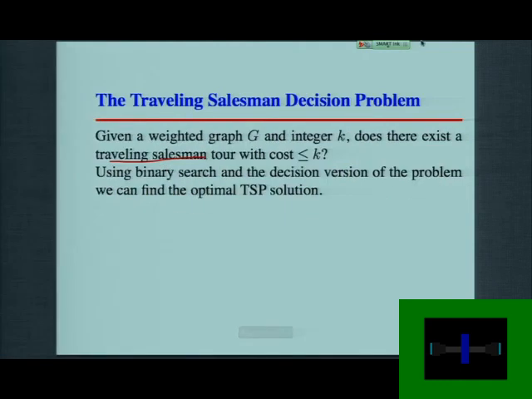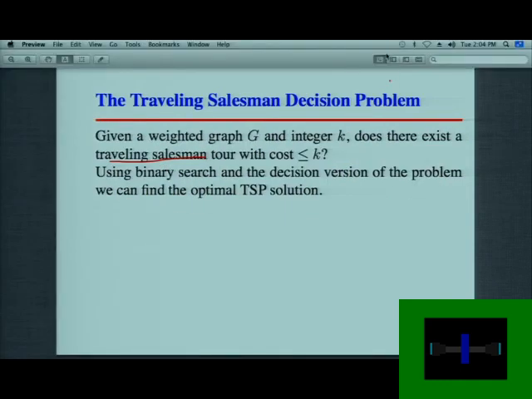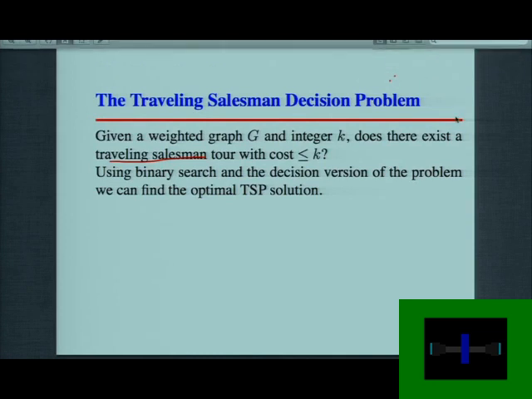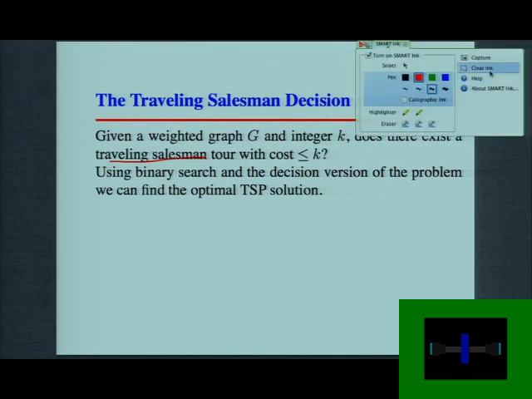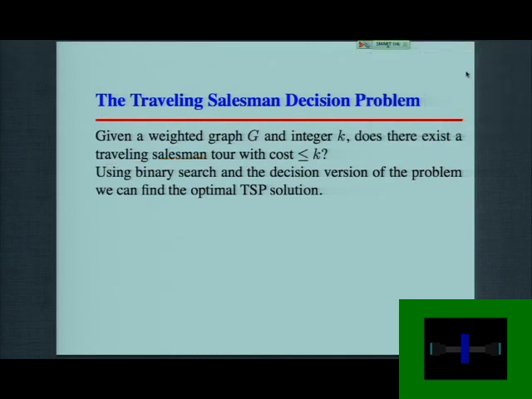It turns out that there is a natural way to convert most any optimization problem to a decision problem. Suppose we consider, let's think about how we make the traveling salesman problem a decision problem. Suppose we take as our input a weighted graph and an integer k. And now we ask, does there exist a traveling salesman tour with cost less than k?